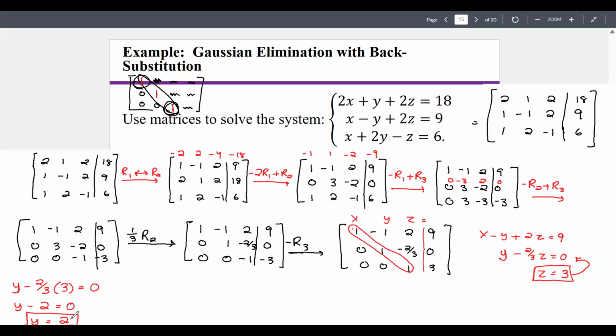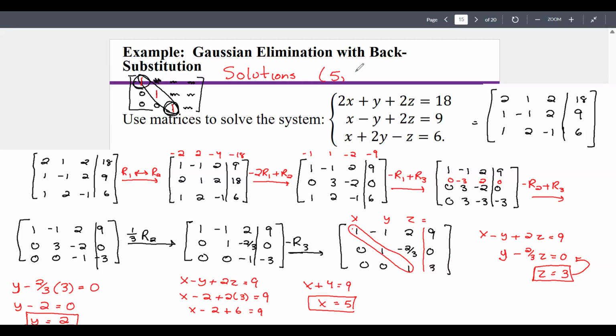So now we know what z is. We know what y is. Our last equation is x minus y plus 2z equals 9. Now we can say that it's x minus 2 plus 2 times 3 equals 9, which is x minus 2 plus 6 equals 9, which is x plus 4 equals 9, which is x is equal to 5. So I have a solution to my system of equations, which is x is 5, y is 2, and z is 3.